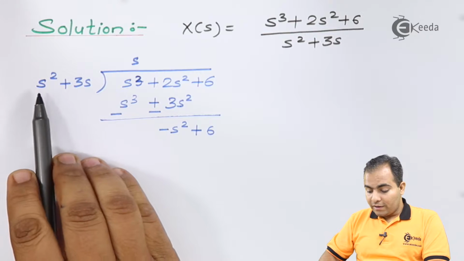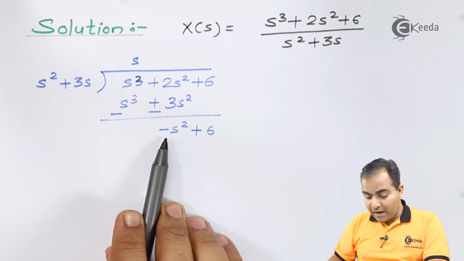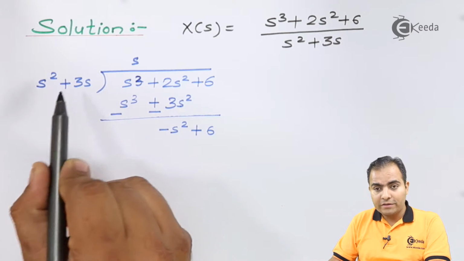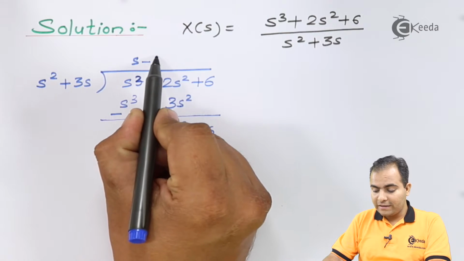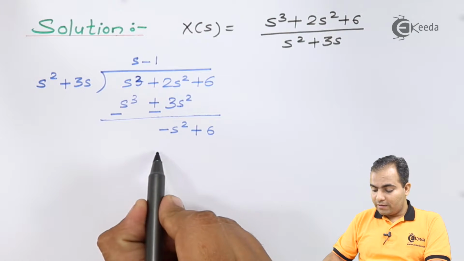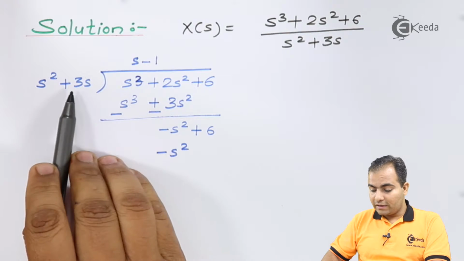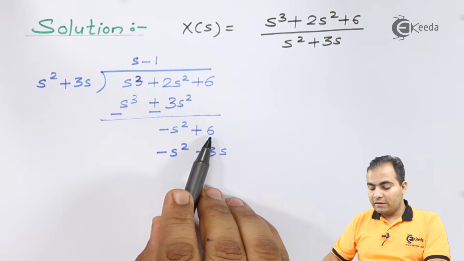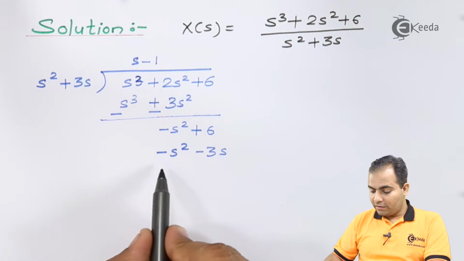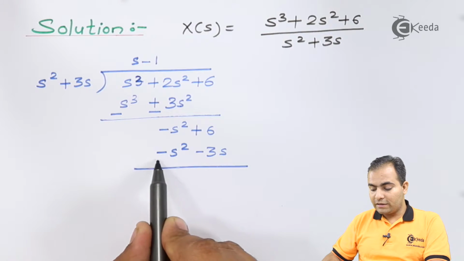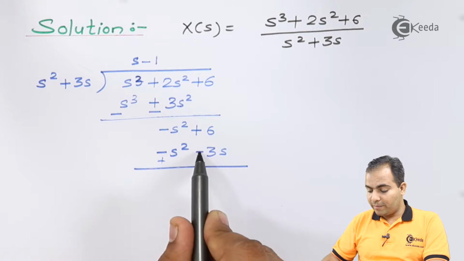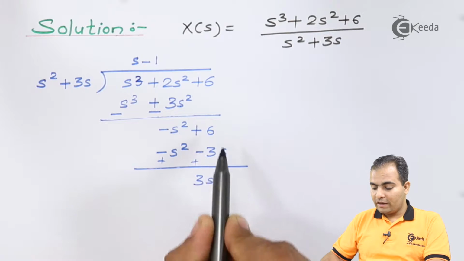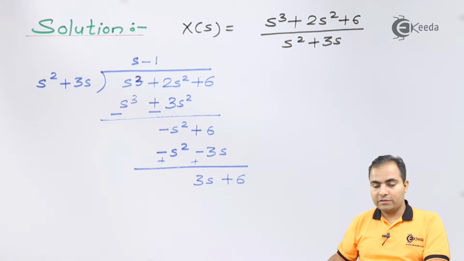Now what to do? Here we have s square and here we have minus s square. So to achieve minus s square, I will simply multiply by minus 1. What you will get? Minus s square, then 3s into minus 1, the answer is minus 3s. And after this 3s, we don't have anything. Then I'll change the signs, replacing minus by plus. Now what is remaining? 3s will be there and this 6 will come outside.